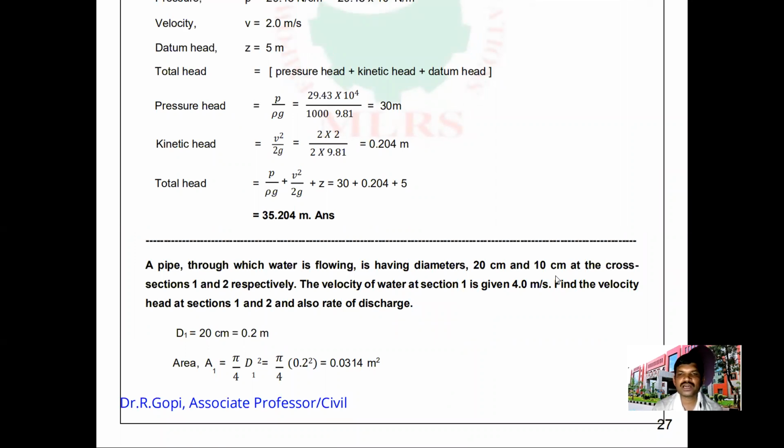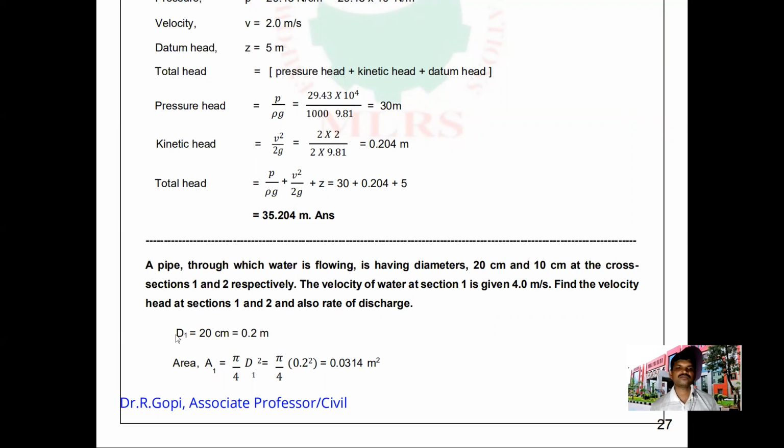So automatically what happens? Velocity is not constant. At larger cross section, velocity is lower. At smaller cross section, velocity is higher. The velocity of water at section 1 is 4 meter per second, that means at 20 centimeter diameter. Find the velocity head at section 1 and 2 and also the rate of discharge. Rate of discharge is nothing but the rate of flow.